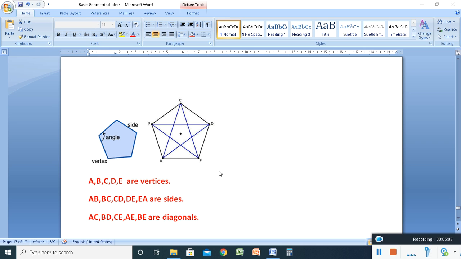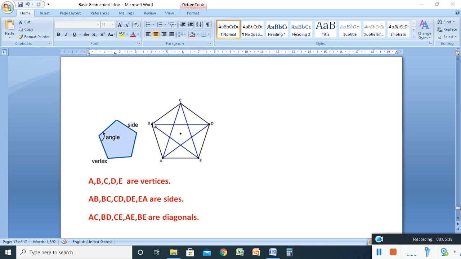And what about the diagonals? For diagonals, you have to draw between a pair of vertices that are not adjacent. It should not touch the next point. Without touching the next point, you have to draw the diagonals. If you take A, you can draw either from A to C or A to D. If you take B, you should not touch C, so B to D and B to E. So these are the diagonals. It should not touch the adjacent vertex.